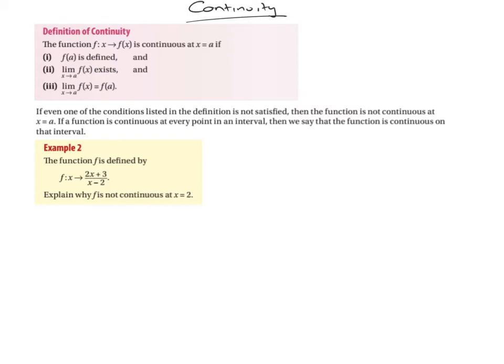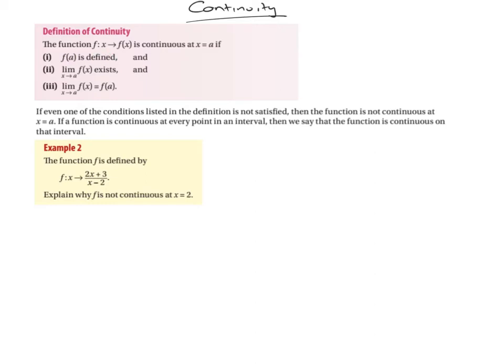All right, so we test this, we test this, we test this. If one of them doesn't work, it's not continuous. Okay, so let's have a look at an example here. It says the function f is defined by f: x maps onto (2x + 3)/(x - 2). Explain why f is not continuous at x = 2. I'm sure most of you will realise why it isn't continuous at x = 2 just by looking at the denominator here. But let's do the tests.